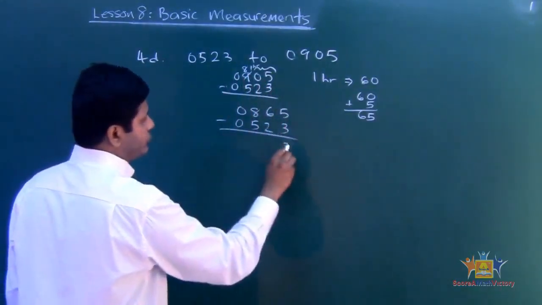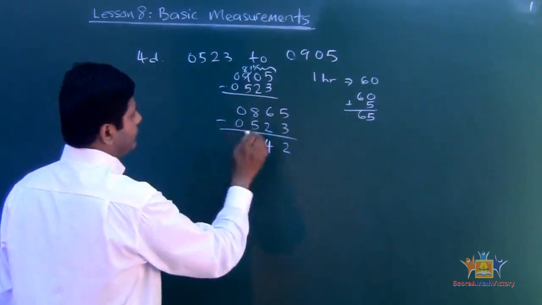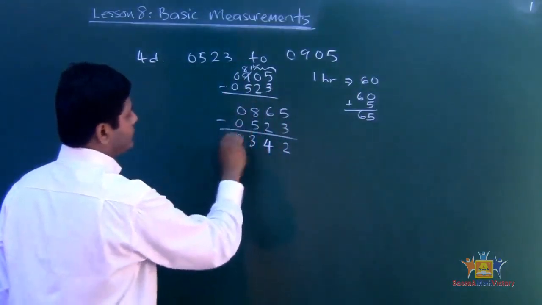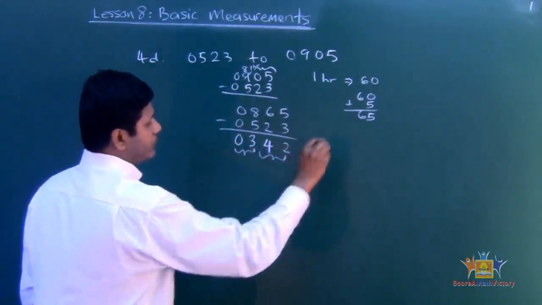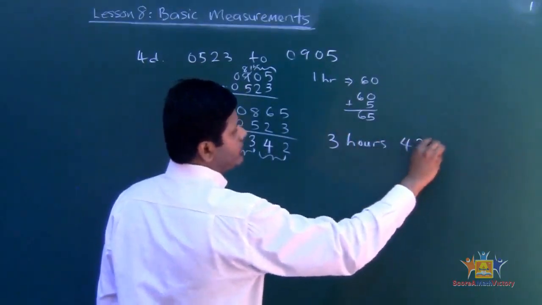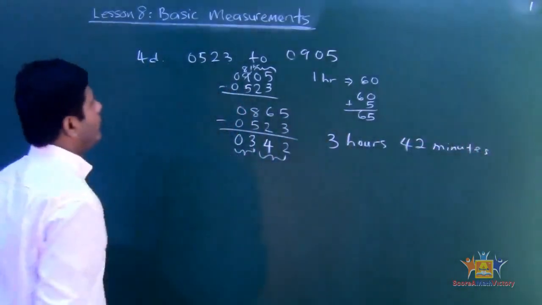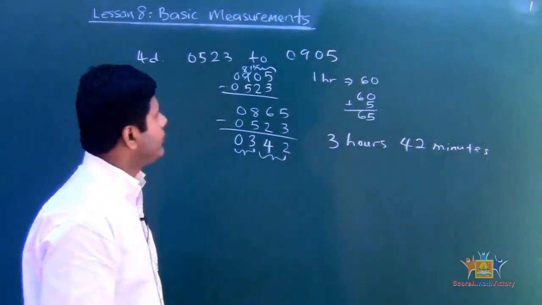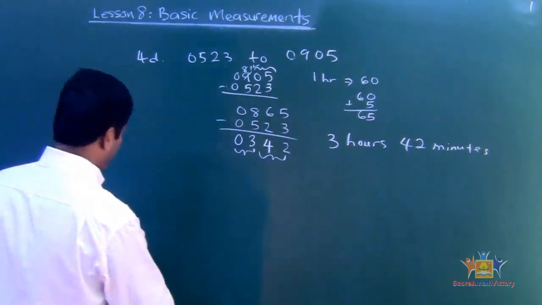5 minus 3 is 2, 6 minus 2 is 4, 8 minus 5 is 3, 0 minus 0 is 0. And you know that this is the hour and this is the minute. So it means 3 hours, 42 minutes. Okay, that is the duration from 0523 to 0905. Okay, good. Alright, let's look at problem E.